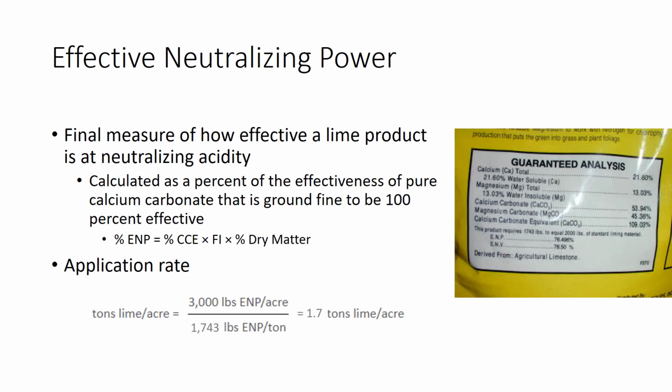The EMP is often shown as a guaranteed analysis on the bag of lime. So how can you use this number? The bag of dolomite on the slide says that 1,743 pounds equal 2,000 pounds of standard liming material. Therefore, if a soil test report says that you need to apply 3,000 pounds of lime per acre, which is 1.5 tons, you would divide 3,000 pounds by 1,743 pounds per ton, equaling 1.72 tons of lime per acre.